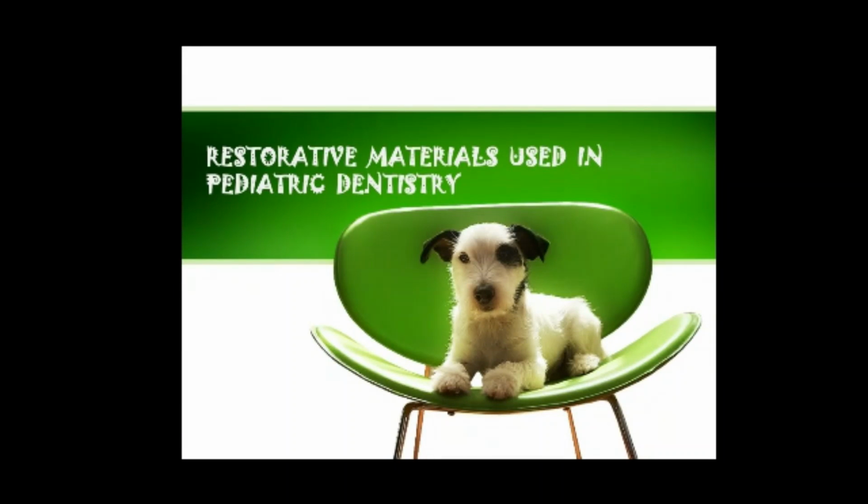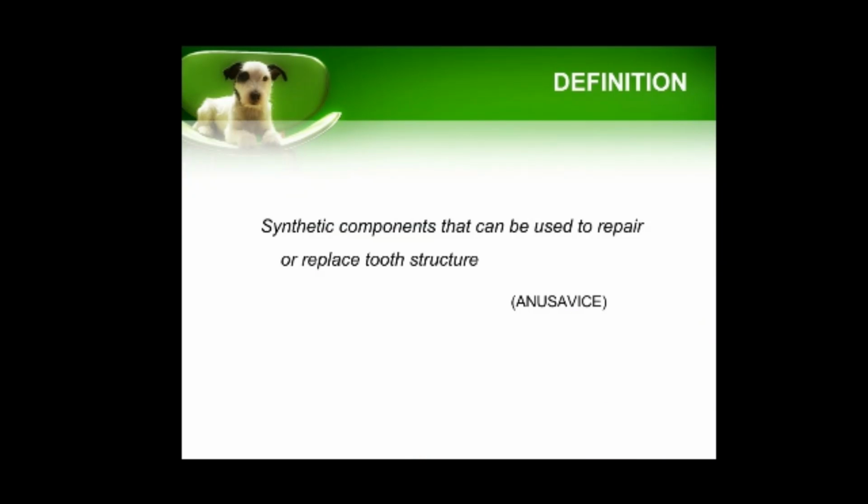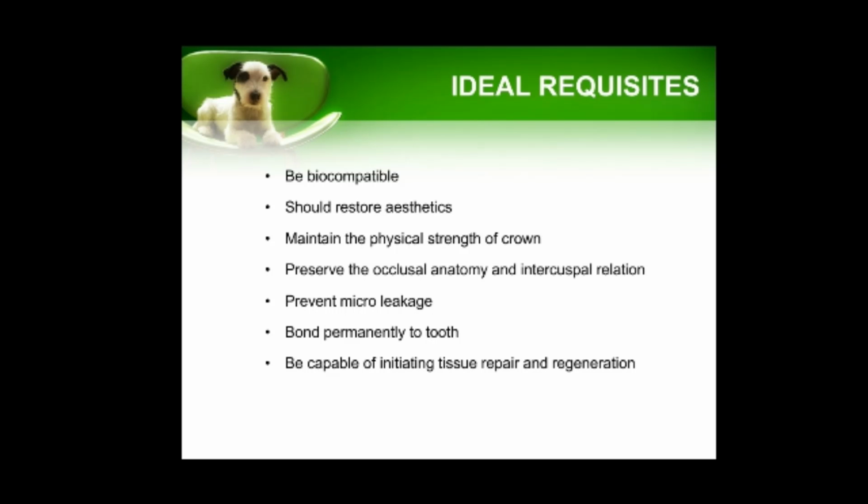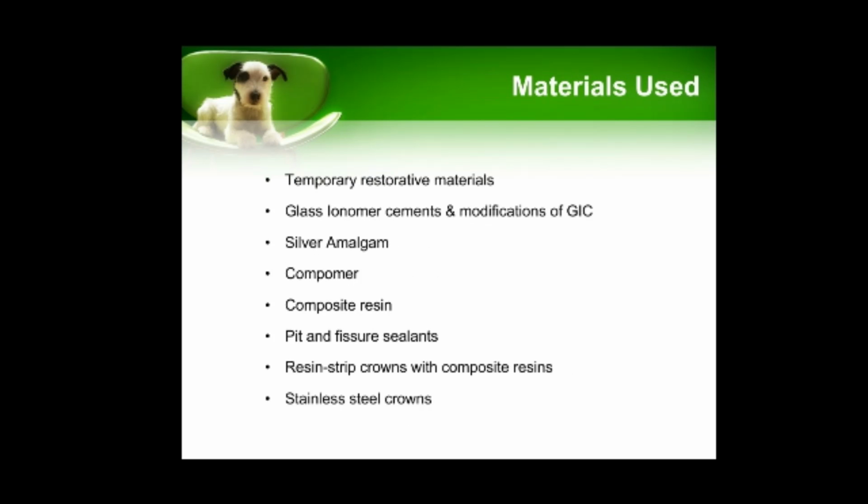Class is about the restorative materials used in pediatric dentistry. The restorative materials are the synthetic components that can be used to repair or replace the tooth structure. The ideal requirements of the restorative materials are that they should be biocompatible, should restore the aesthetics and maintain the physical strength of the crown. It should preserve the occlusal anatomy and intercuspal relationship and prevent microleakage. It should bond permanently to the tooth structure, and also it should be capable of initiating tissue repair and regeneration.